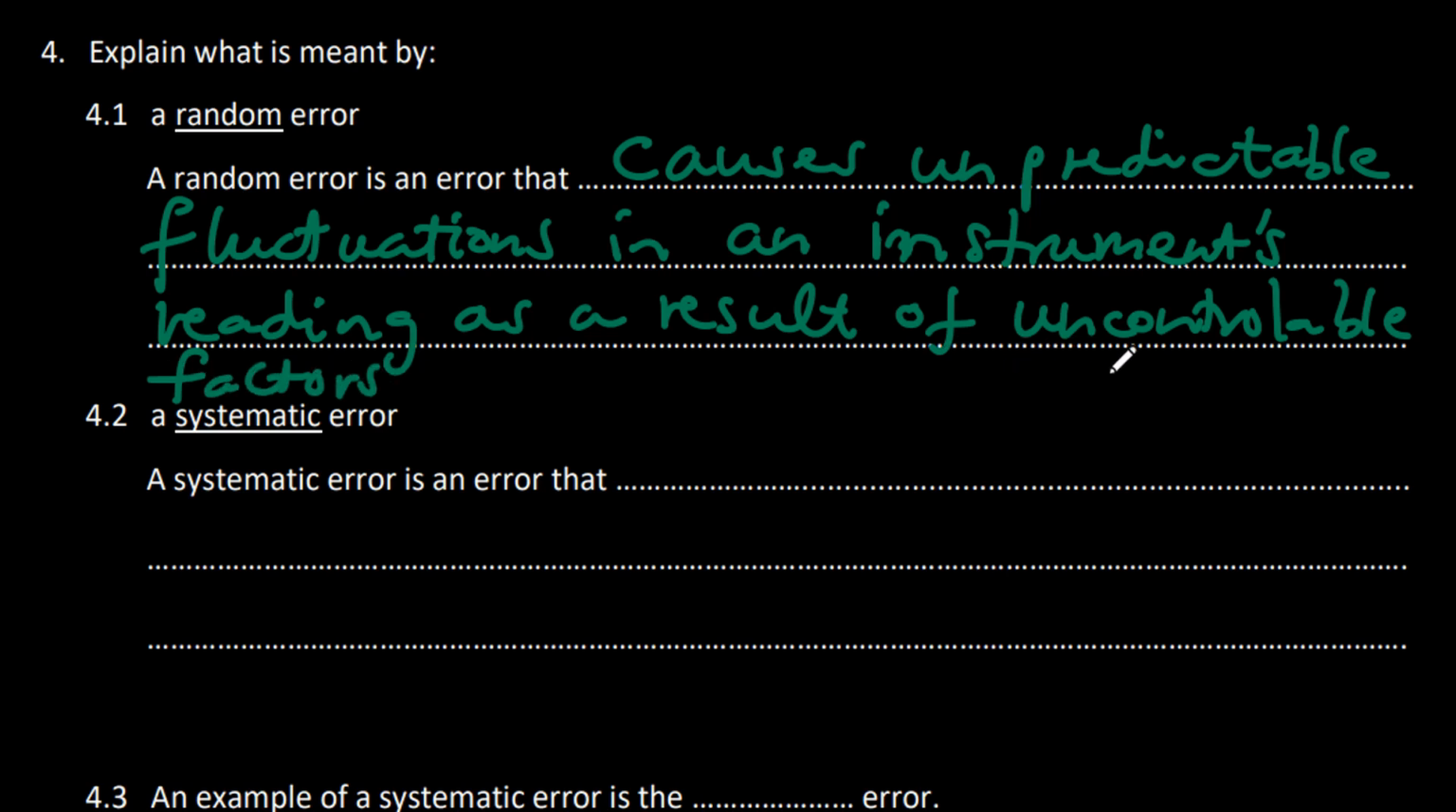An example of uncontrollable factors are environmental factors, such as temperature. So when you do a reading, or a measurement rather, in a room, you may find that the temperature fluctuates in the room. And as a result, it causes fluctuations in an instrument's reading.